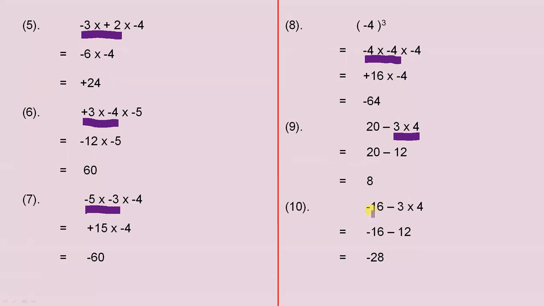And finishing up, there's negative 16, and here we have minus 3 times 4. So we put down the negative 16, put down the minus sign. 3 4s are 12. Negative 16 and minus 12, or minus 16 minus 12, is minus 28.